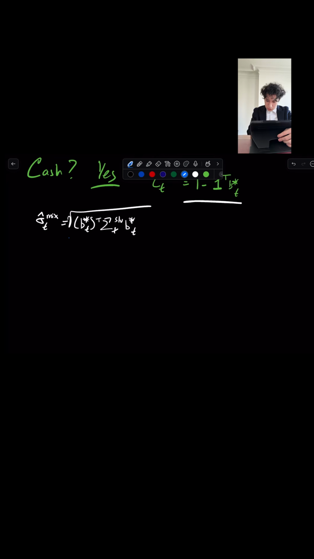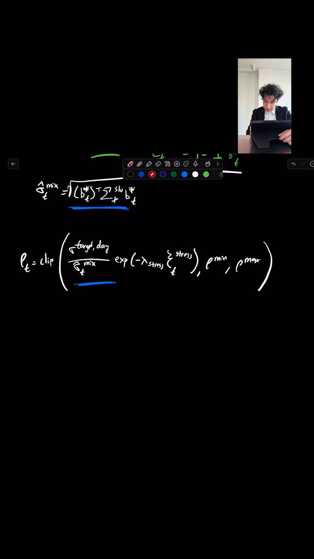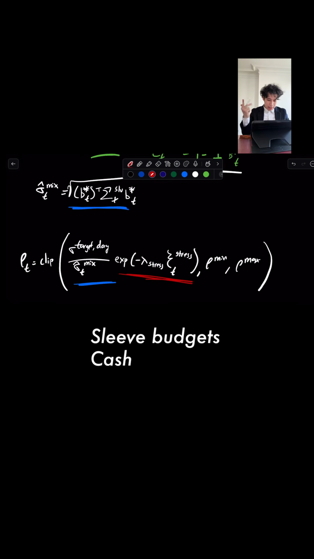Now the allocator also sets the total portfolio risk. This right here is the predicted risk of the sleeve blend. This part accounts for volatility targeting. And this is our stress penalty. So essentially what we have so far is a stack that has properly calculated sleeve budgets, cash, and a total risk scalar.